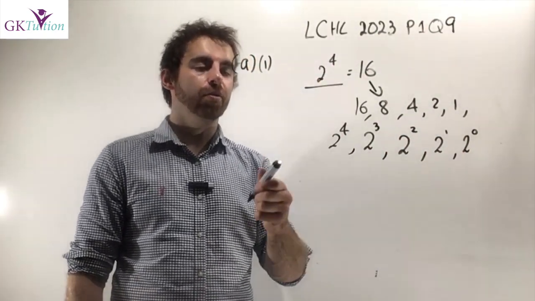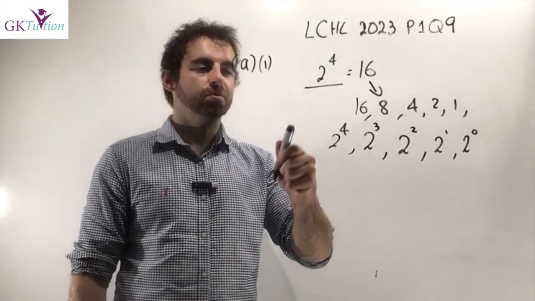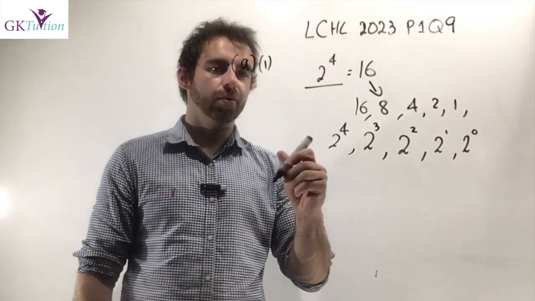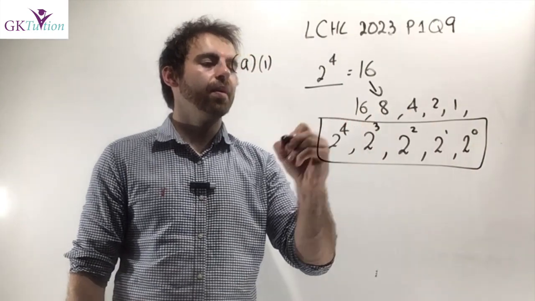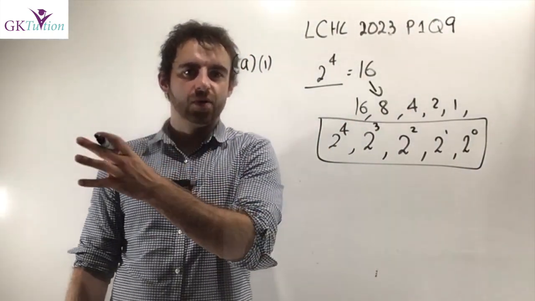So if you have 2 to the power 4, 2 to the power of any number smaller than that, from 0 up to 4, they're all going to be a factor of it. And that's what you have to recognize in order to do the next few parts of the question.